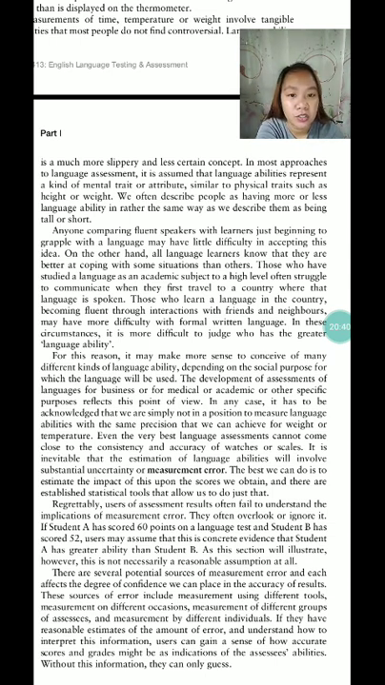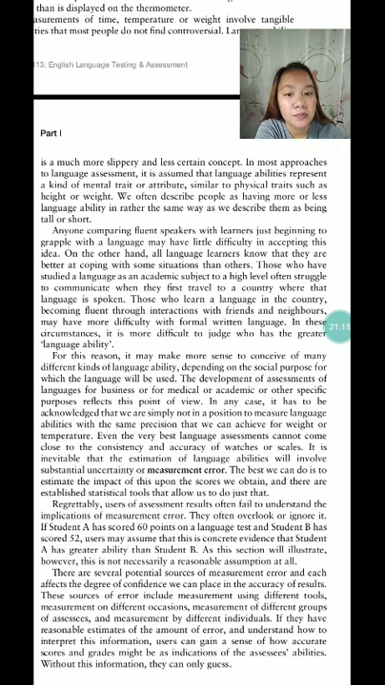For this reason, it may make more sense to conceive of many different kinds of language ability, depending on the social purpose for which the language will be used. The development of assessment of language for business, or for medical, or academic or other specific purposes reflects this point of view.